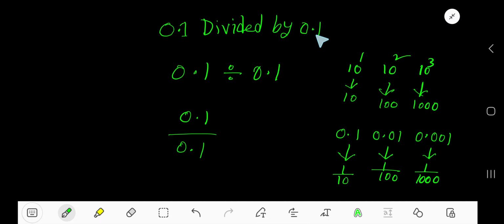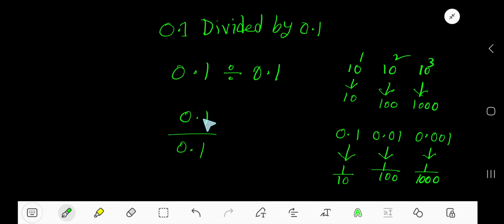0.1 divided by 0.1. So look here, the divisor, that is the denominator, is a power of 10. 10, 100, 1000 are powers of 10, but these are greater than 1. But 0.1, 0.01, 0.001 are also powers of 10, but these are less than 1.